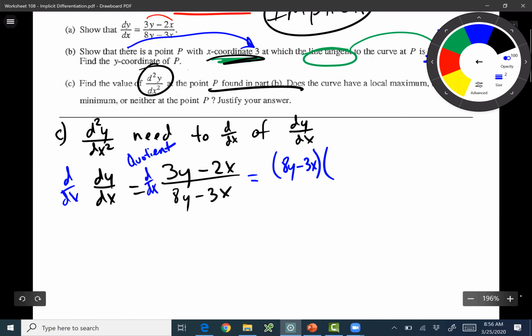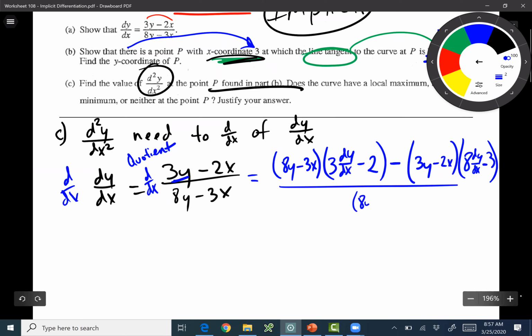Now, when we do the d high part, we have to remember that anytime we're taking a derivative of the y part, we have to add dy dx. So the derivative of 3y is 3 dy dx, minus 2, because the derivative of 2x is just 2. Then minus, okay, so low d high minus high d low is same thing. When we take the derivative of the 8y, we get 8 dy dx, and minus the derivative of 3x is just 3, all over (8y minus 3x) squared.